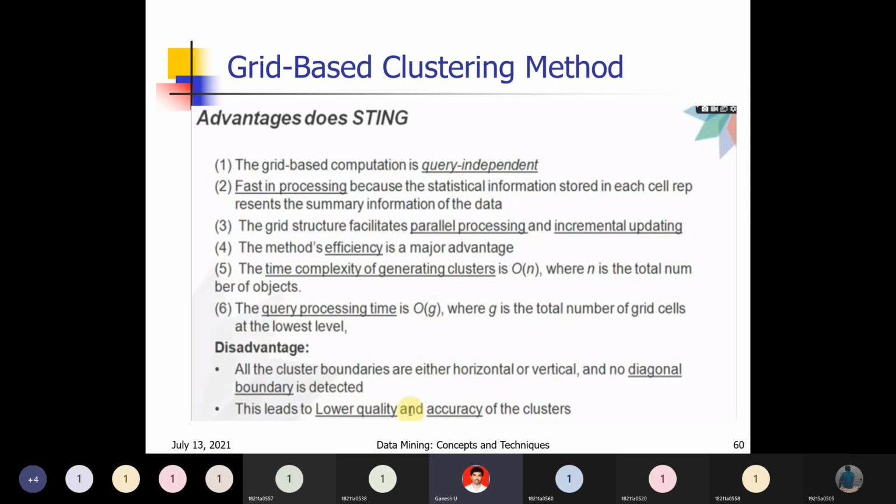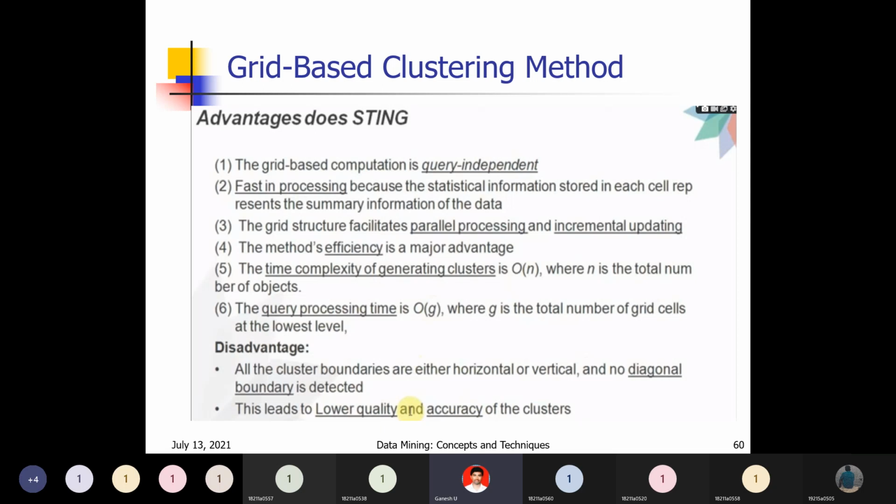The time complexity of generating clusters is big O of n, where n is the number of objects. Here, using n objects, you have to create some k number of clusters. The query processing time is big O of g. So these are all the advantages of the STING method, the statistical information grid approach.